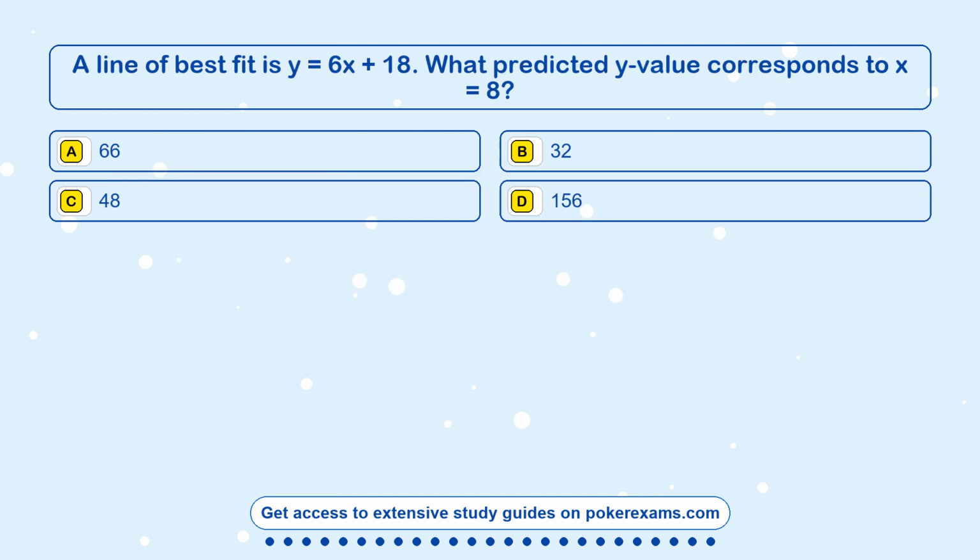Question 25. A line of best fit is y equals 6x plus 18. What predicted y-value corresponds to x equals 8? Option A 66. Option B 32. Option C 48. Option D 156.